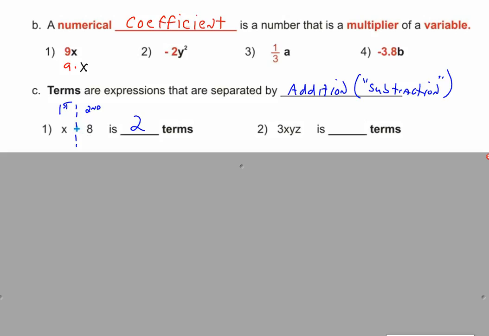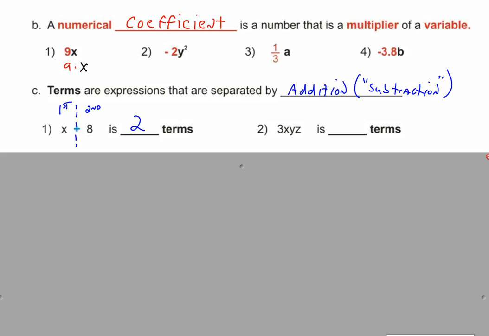If the x is a 7, together they equal 15. They're tied together. There are two terms there, the x and the 8. So when you look at our second example, what's the name of the 3? The 3 is a, say it to help you remember it. It's coefficient.